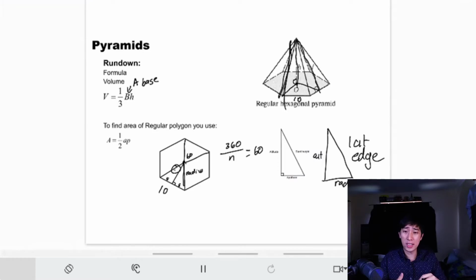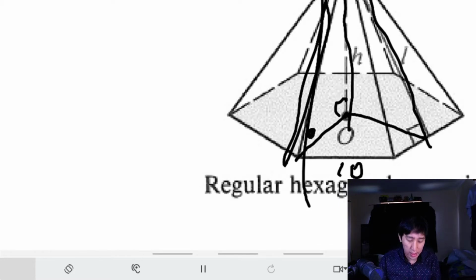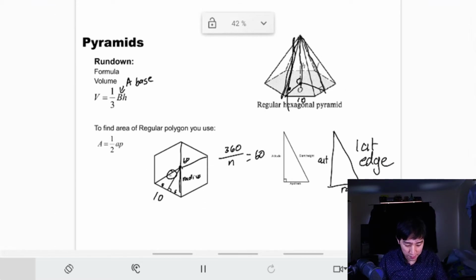Again, it just kind of depends on what you're given, depending on where your information is. If you're given an angle or you're given a radius right over here, then you know what? Use that triangle. Use whatever is easier for you. Our goal is to make life easy.